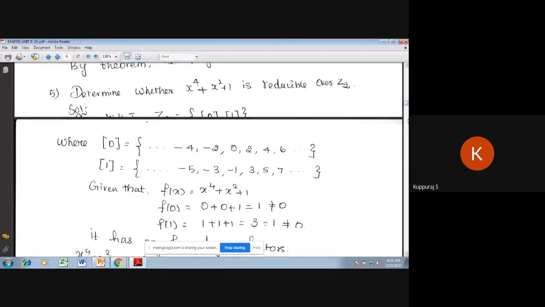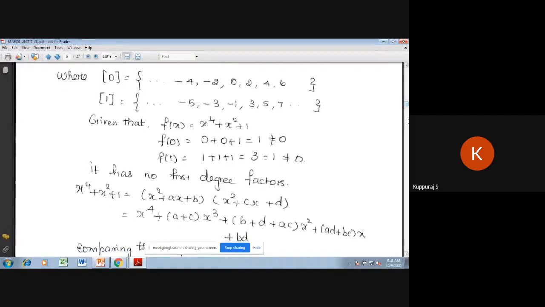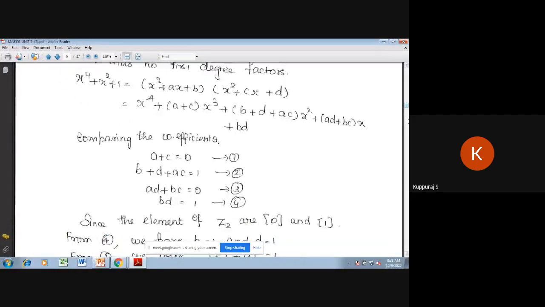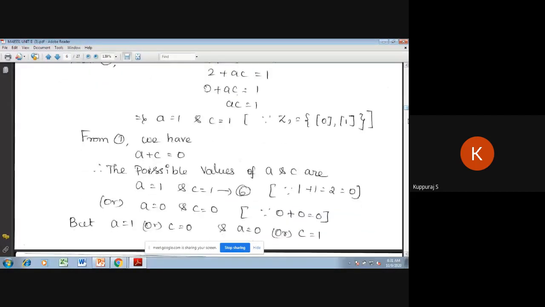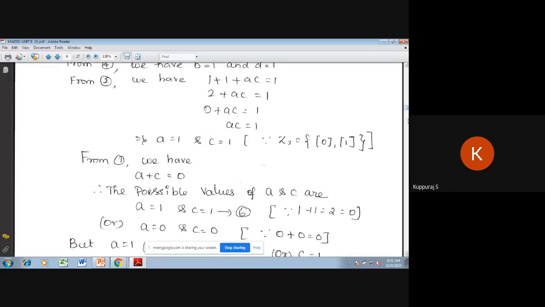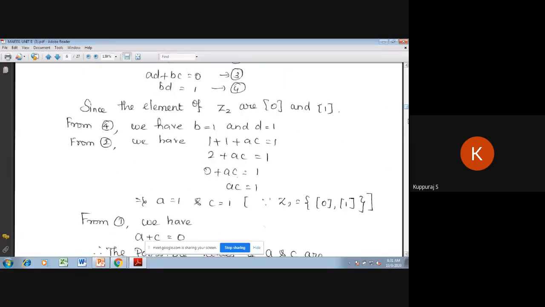Determine whether x power 4 plus x square plus 1 is reducible over Z2. In this problem, we are going to find also the values of a, b, c.